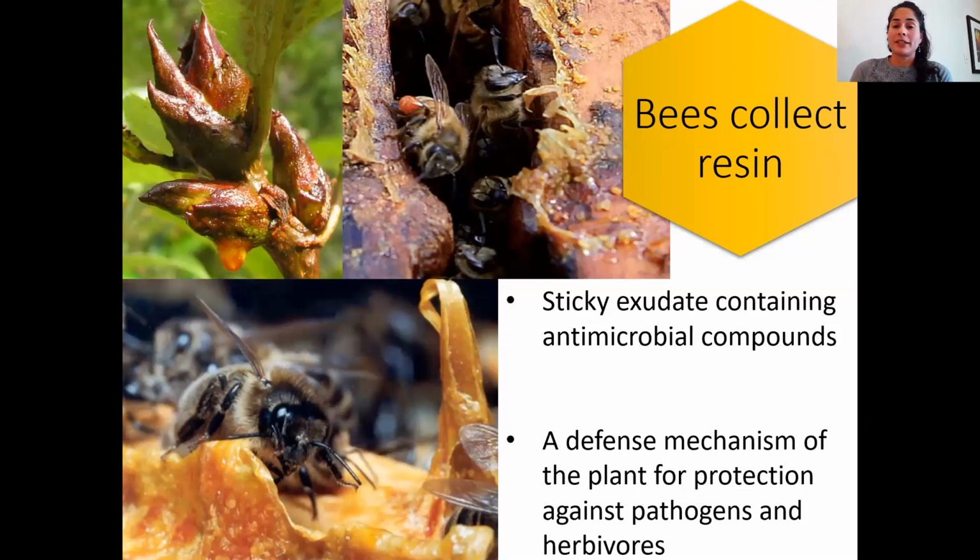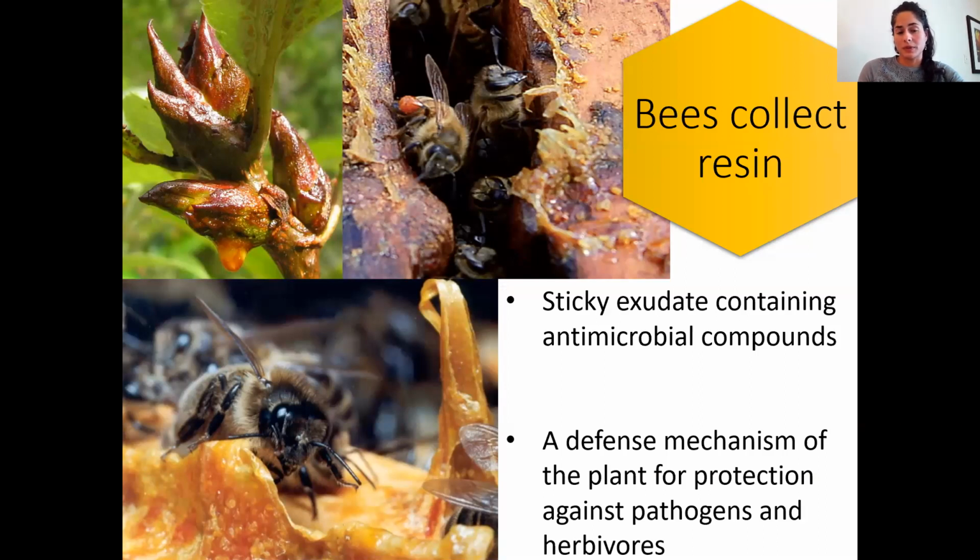And bees collect resin as well. Resin is a sticky exudate that contains antimicrobial compounds. It's mainly in trees, but some shrubs also produce resin. But it's a product of the trees. And trees produce that as their own defense mechanism.